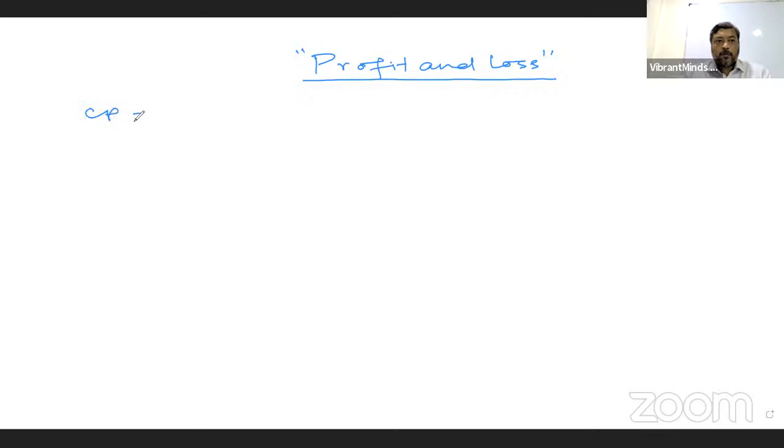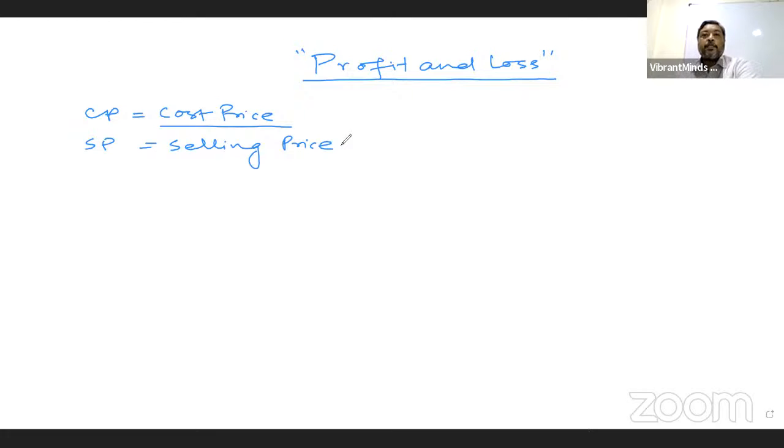Now, what is your CP? This is your cost price. Cost price means the price at which a certain product or commodity or a service is bought. This is your selling price: the price at which a certain product or service or commodity is sold.